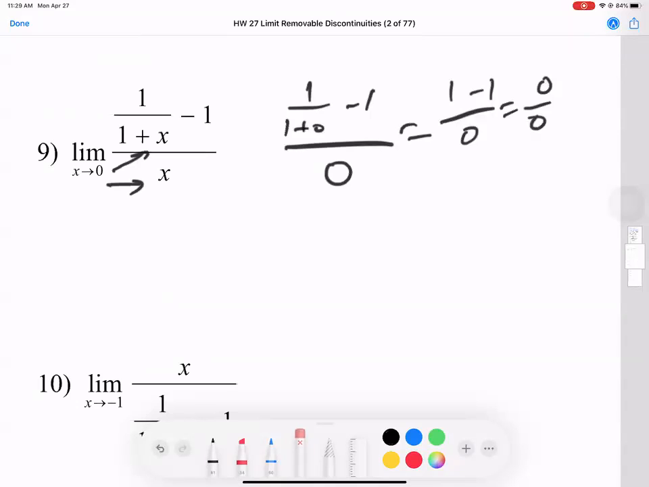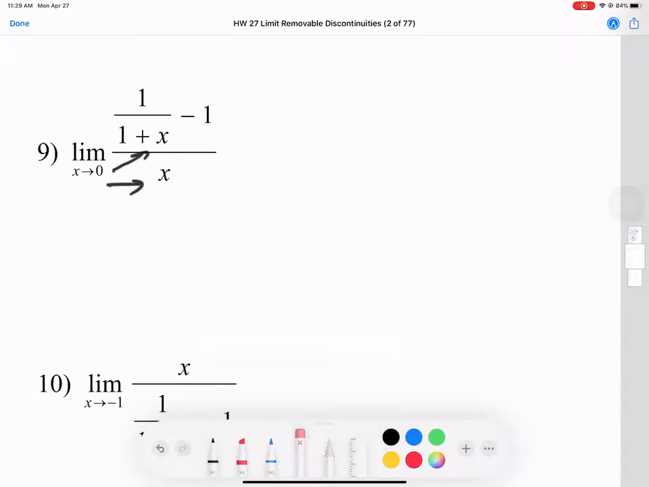Now this is actually an algebra 2 move, and hopefully you guys remember how to do this. You multiply everyone by the common denominator. In this case, the common denominator will be x, 1 plus x.